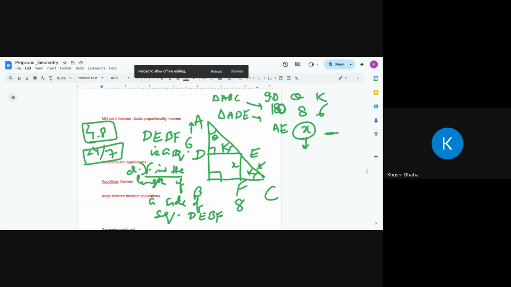Just see, opposite theta in triangle ABC the side is what? Opposite theta in triangle ABC the side is BC. I have written it, I have seen the columns. So opposite theta, what is the side written? Opposite theta we have side DE and BC. Look at this. Is it 8? Yes, 8 is BC.